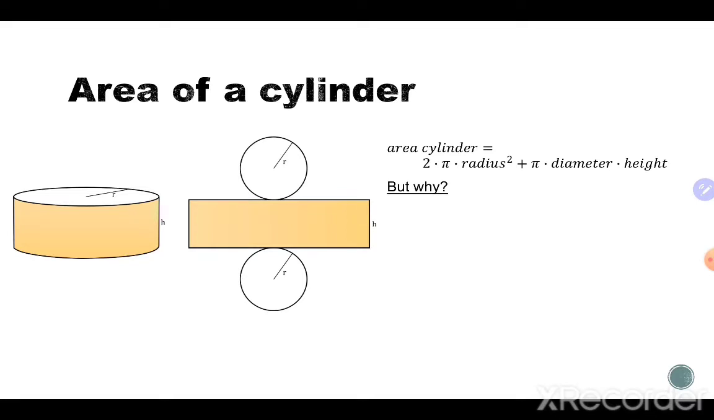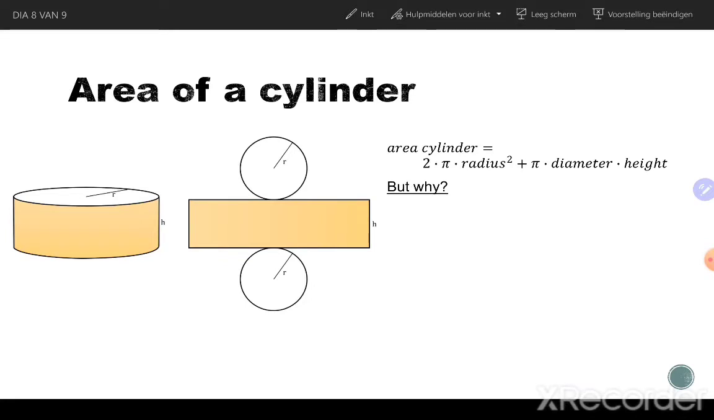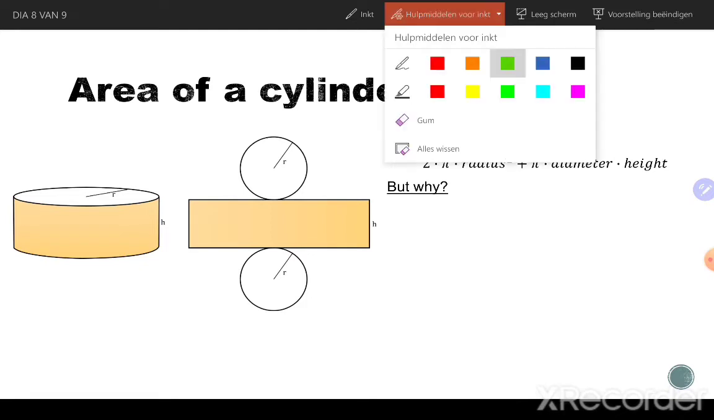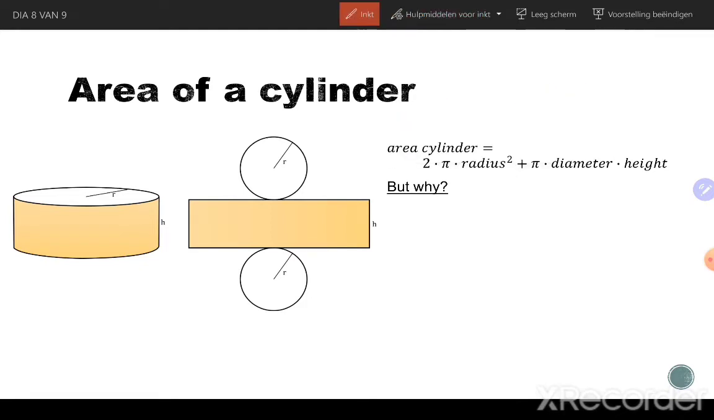Why? Because we're going to talk about 2 circles and a rectangle, and the rectangle, which you find in the middle of this screen, that's the difficult part. In your book you'll find the formula to calculate the area of the cylinder. It's 2 times pi times radius squared plus pi times the diameter times height. Alright, so very difficult because the question is why? Why is this the formula to calculate the cylinder?